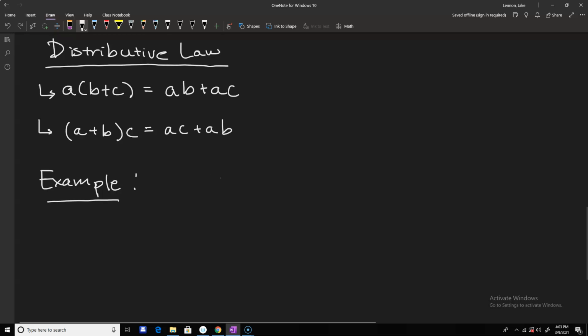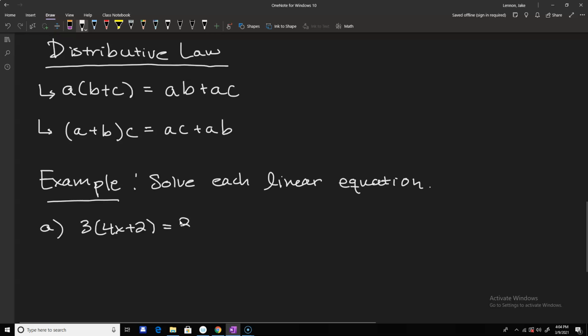So let's say solve each linear equation. So let's say I have 3 times (4x plus 2), and this is equal to 30 minus x. So I have to get rid of the parentheses on the left-hand side, so I'm going to distribute that 3 across. So I do 3 times 4x, and I get 12x. And then I do 3 times 2, and I get 6. And then I have 30 minus x on the right-hand side.